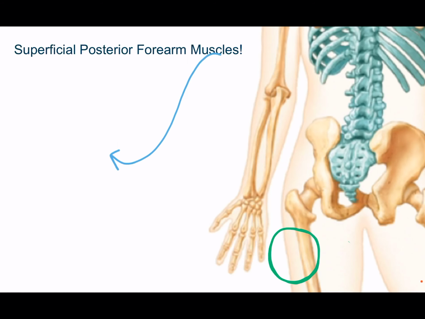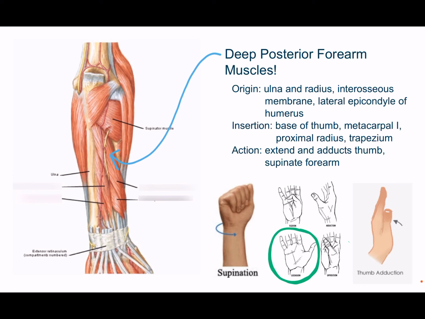So on the deep posterior forearm muscles, the origin is on the ulna and the radius, or the interosseous membrane, or the lateral epicondyle of the humerus. There are a lot of different places it could be. It's going to insert on somewhere around the base of the thumb, metacarpal 1, proximal radius, or the trapezium, which is one of your carpal bones. And its action is to extend and adduct the thumb and supinate the forearm. So it does a lot.